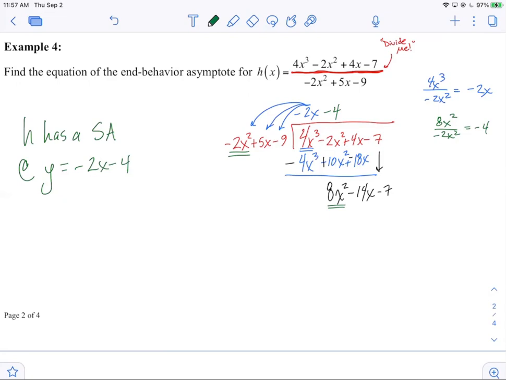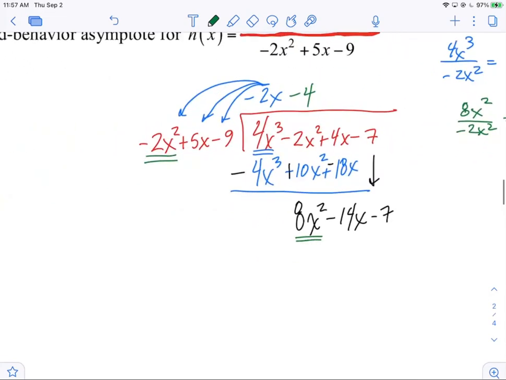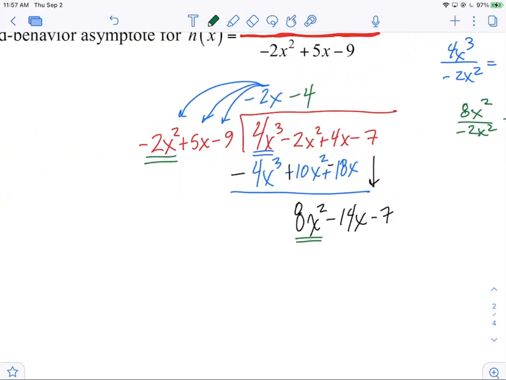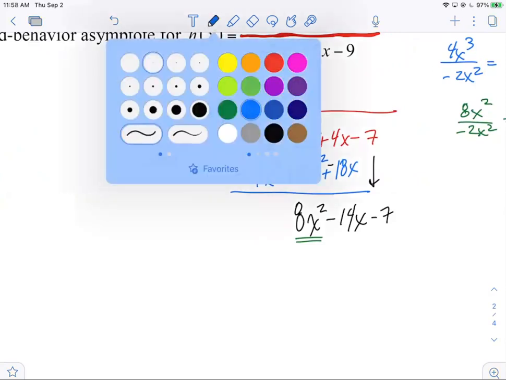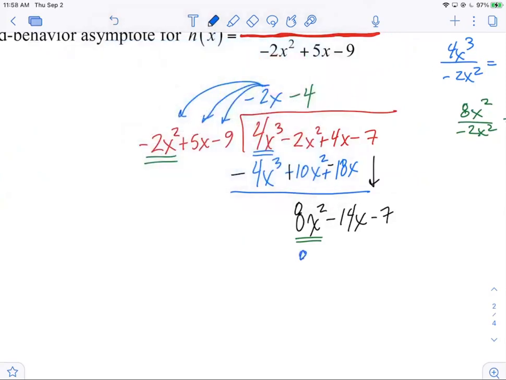Now, I'm going to keep going because I want to show you why this works. Let's keep going. If I multiply now the negative 4 from up top, I get positive 8x squared minus 20x plus 36. And then, of course, I have to subtract, so I'll change all the signs. I get a 0, I get a 6x, and then I get a minus 43.